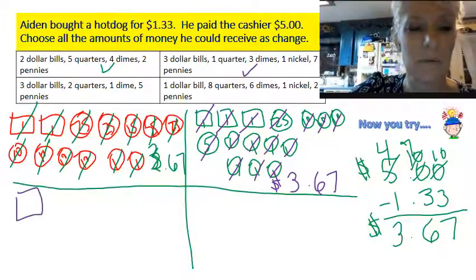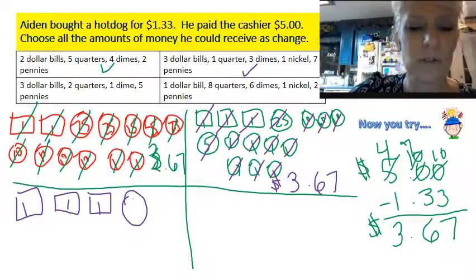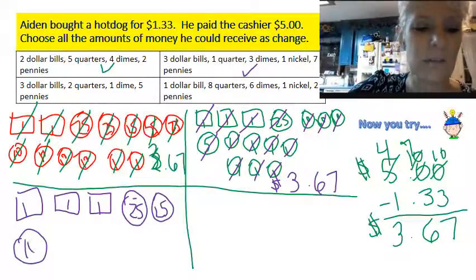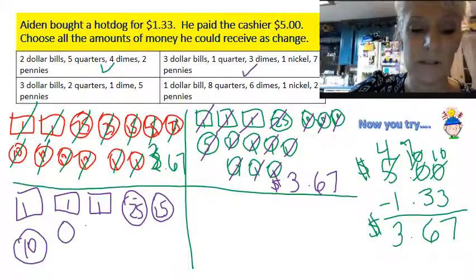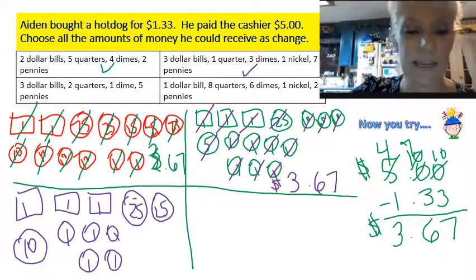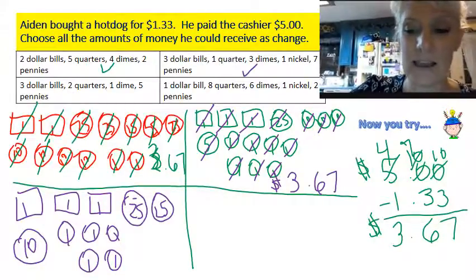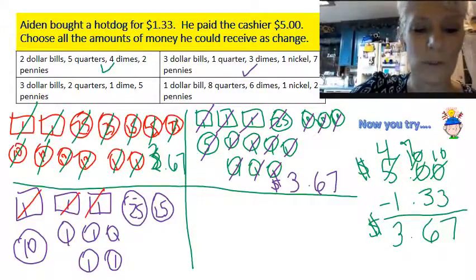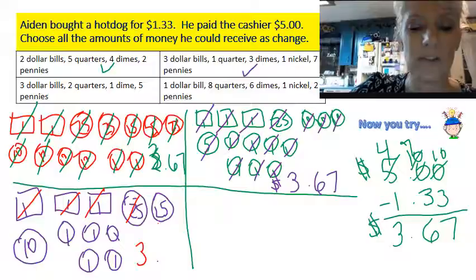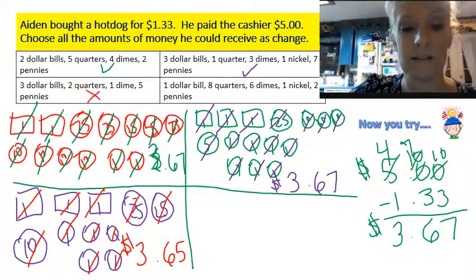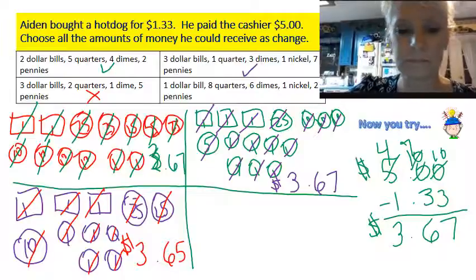Let's go to the next one. We have 1, 2, $3 bills, 2 quarters, 25, 25, 1 dime, which is 10, and 5 pennies, 1, 2, 3, 4, 5. All right, and when I count these, I see that I have 1, 2, 3, better put that down, 25, 50, 60, 1, 2, 3, 4, 5. This is $3.65. Close, but not correct. Let's move to the last one.